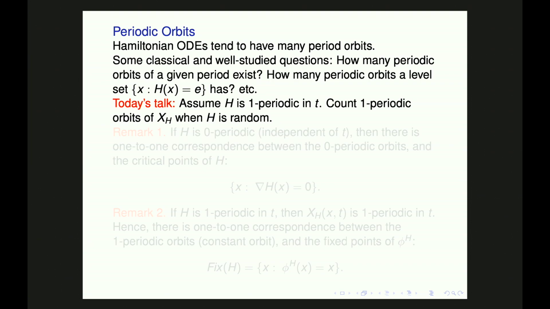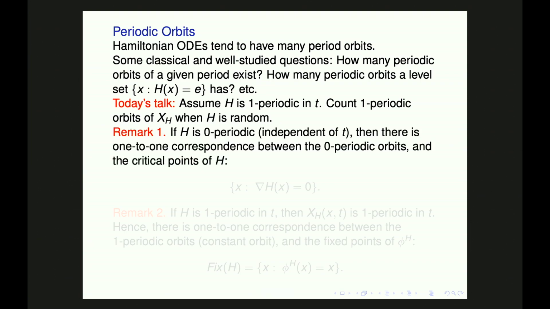Now, let me be more focused today. Imagine that you have a Hamiltonian. Remember, the Hamiltonian depends on x. x represents positions and momenta. And H may depend on time. But imagine that H is one periodic in time. And what I would like to study is how many one periodic orbits this guy has. It turns out that's a natural question, because the Hamiltonian is already one periodic. So you're wondering whether you can find one period. And there's nothing special about one. You can replace it by any positive number.